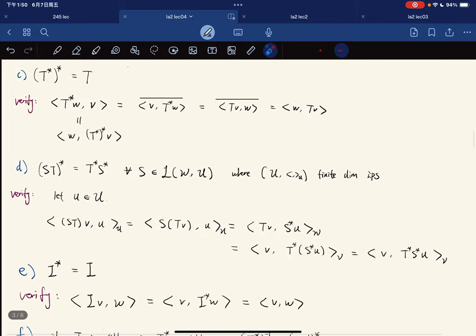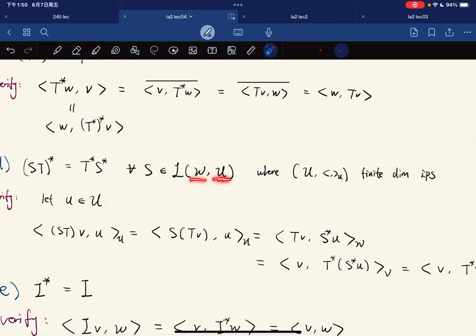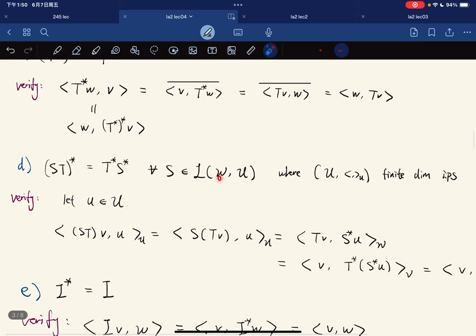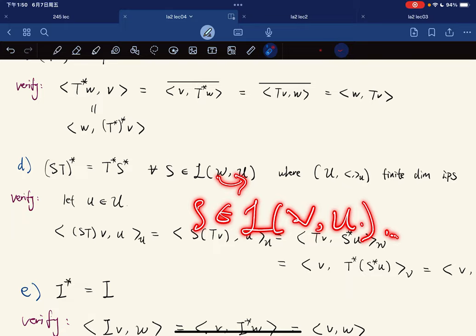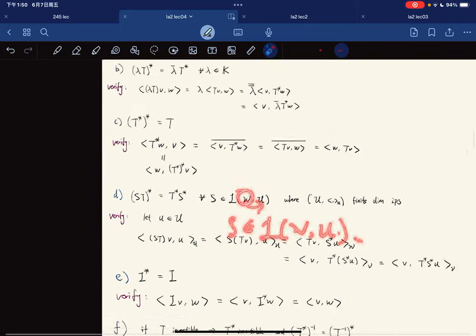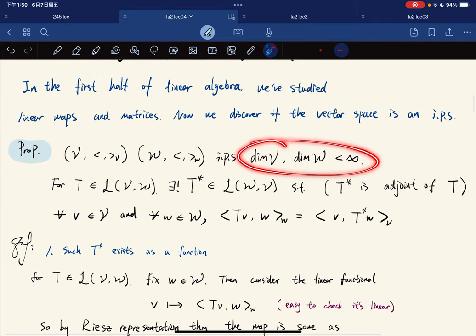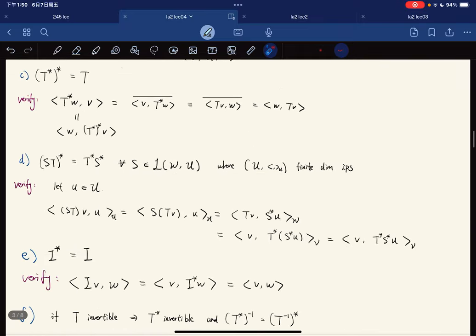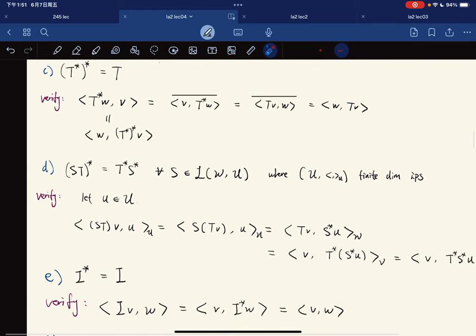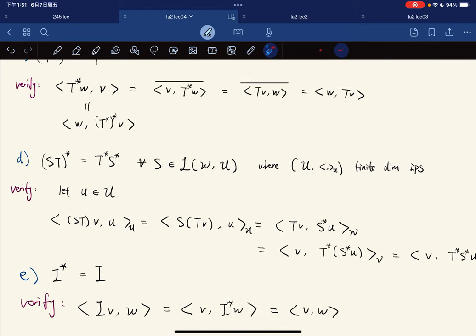Well, this is also easy to verify. For any S from W to U, where U is a finite dimensional inner product space, S is a linear map from W to U. Here we also need W to be finite dimensional, which agrees with our convention. We let the domain and codomain both be finite dimensional, so it simplifies things, because we don't really consider much about the infinite dimensional case in this course. So basically you could verify this equality.